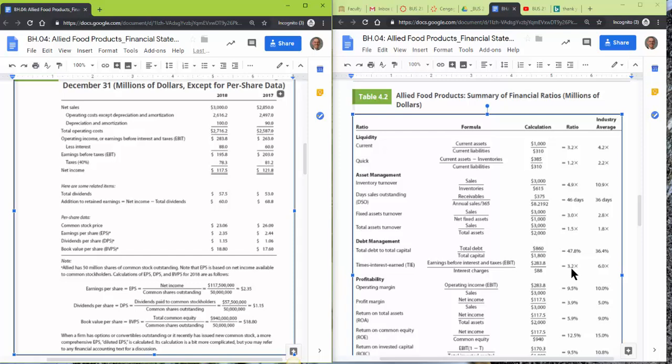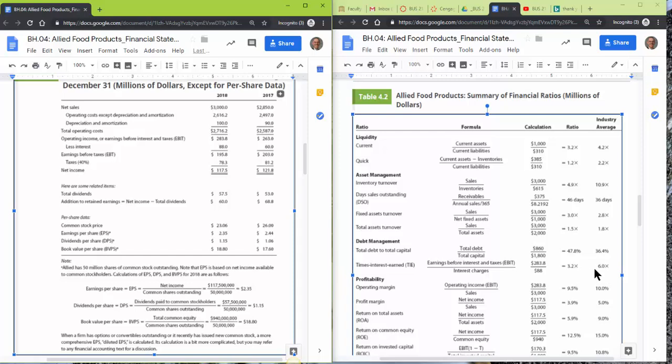Comparing the $3.20 of EBIT for the Allied Food Products Company to its industry competitors, the industry has EBIT of $6 for every $1 of interest expense. So industry competitors will have an easier time meeting the interest payments than does the Allied Food Products Company.